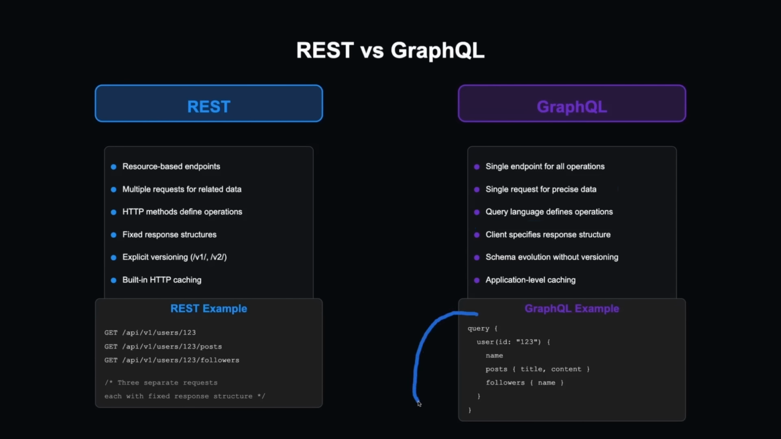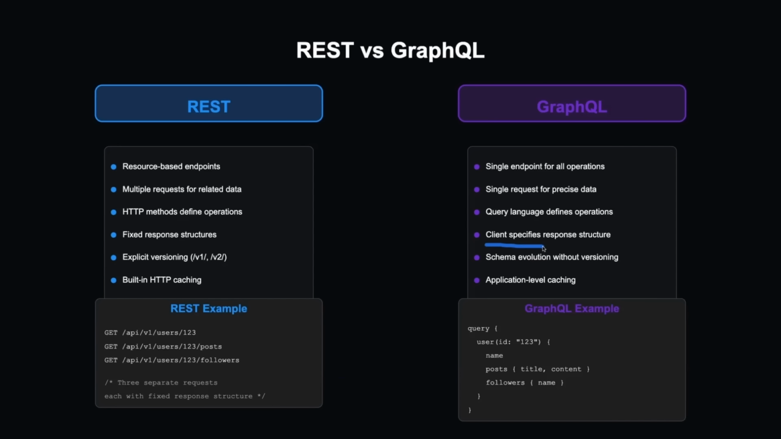This is what the query language looks like. As you can see, we start with a query and then we define what we need. For example, we need the user with ID 123. Then we need the name of the user, the posts, and then we define whatever we need from the posts. Maybe we need only title and content and nothing more. And also the followers and what we need from followers, maybe only names. So this allows us to be more efficient in our requests compared to RESTful APIs, where we will need to make 3 requests for this same data.